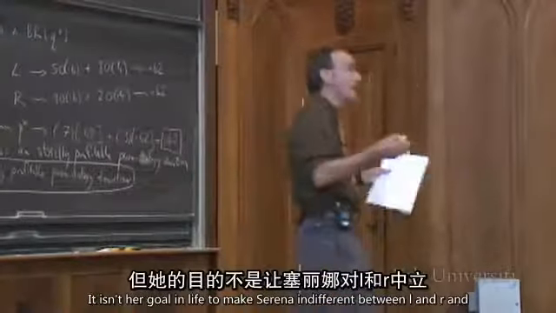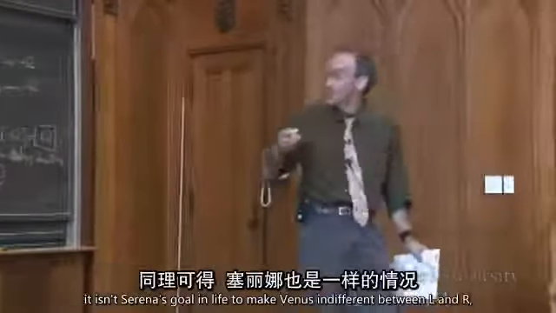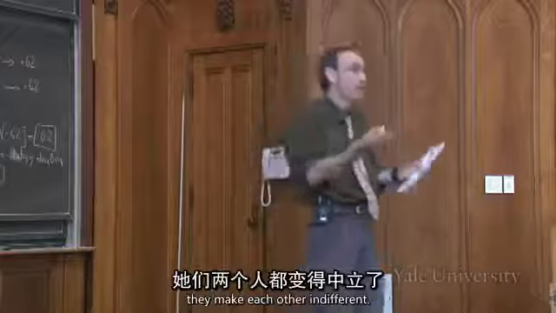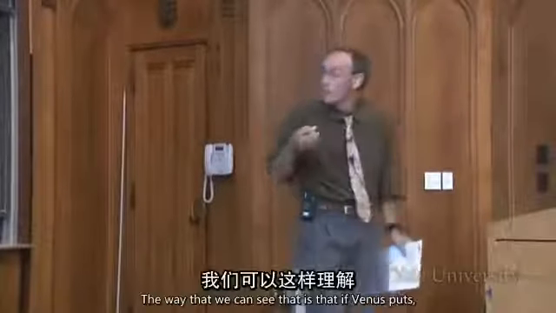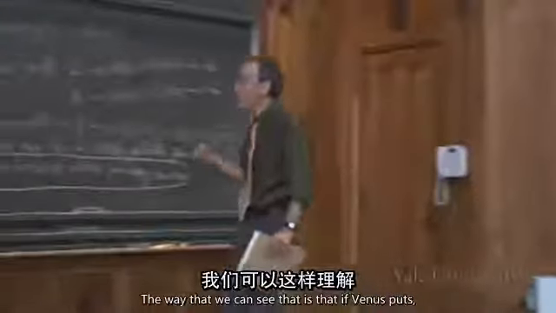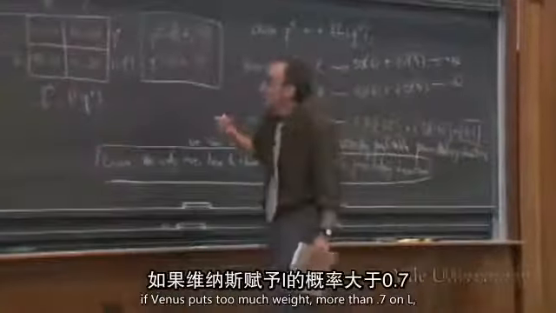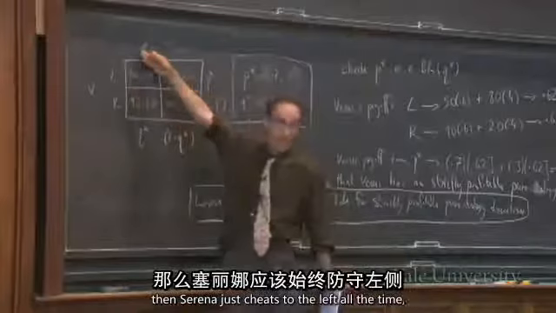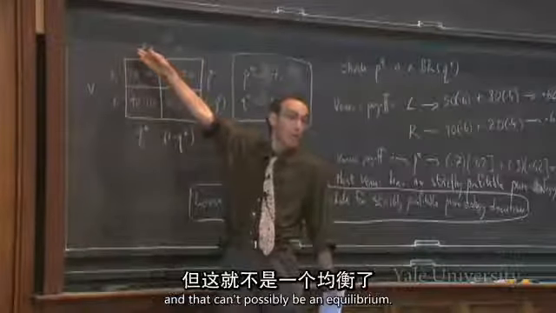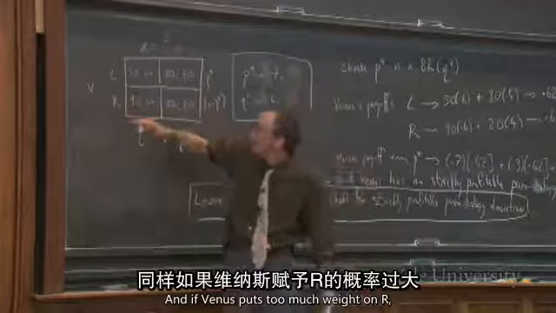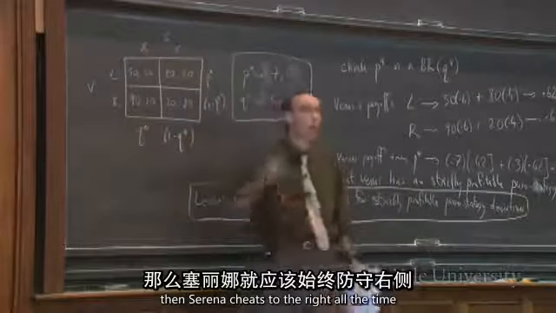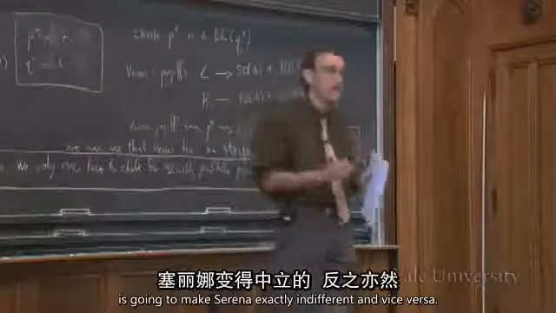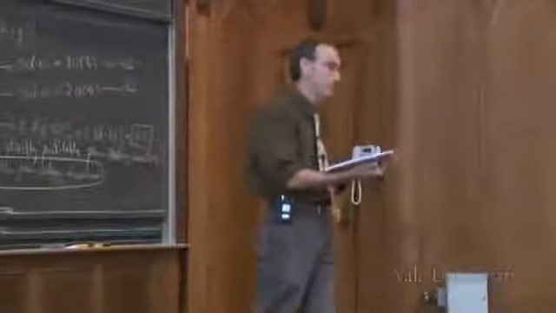It isn't her goal in life to make Serena indifferent between left and right, and it isn't Serena's goal in life to make Venus indifferent between left and right. But in equilibrium, it ends up that they make each other indifferent. And the way that we can see that is, something we said last time, let's repeat it: if Venus puts too much weight, more than 0.7, on left, then Serena just cheats to the left all the time, and that can't possibly be in equilibrium. And if Venus puts too much weight on right, then Serena cheats to the right all the time, and that can't be in equilibrium. So it has to be that what Venus is doing is going to make Serena exactly indifferent, and vice versa.